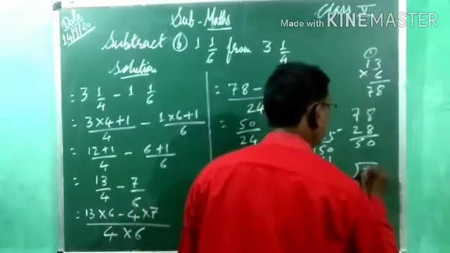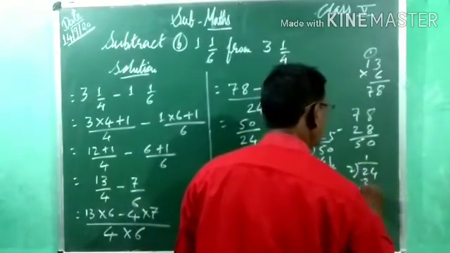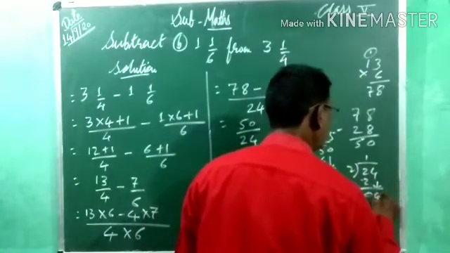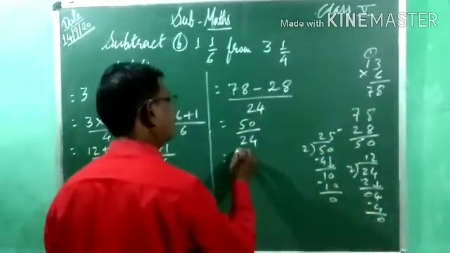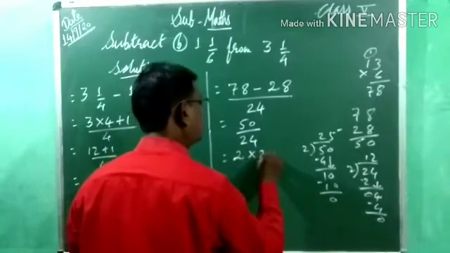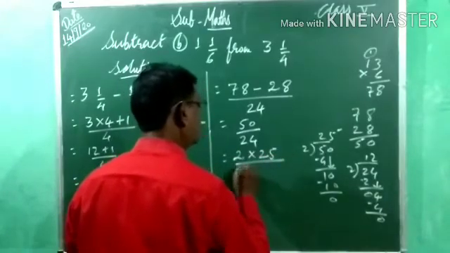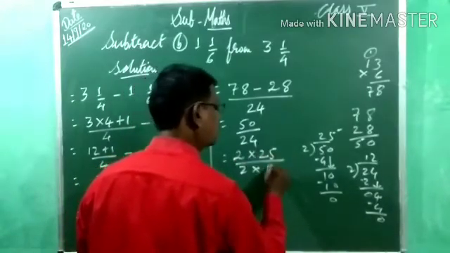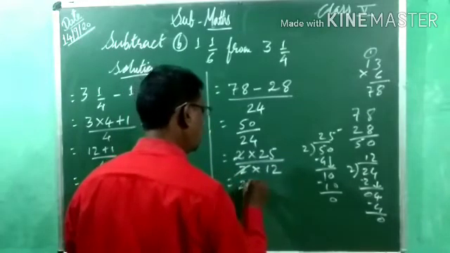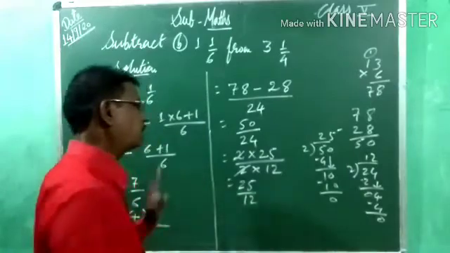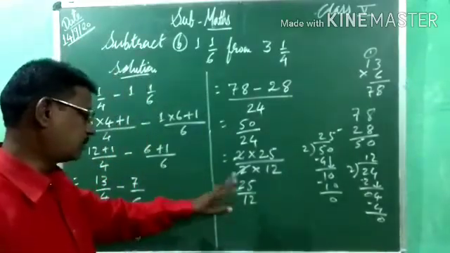In the same way 24. 2 ones are 2. 2 minus 2 is 0. Bring this 4 down. 2 twos are 4. Now 2 into 12. So the same number we are cancelling, 2 into 25, and here 2 into what? 24 means 12. Now this 2 gets cancelled. Now 25 by 12. 25 by 12 we got. Now again it is not possible to cancel.